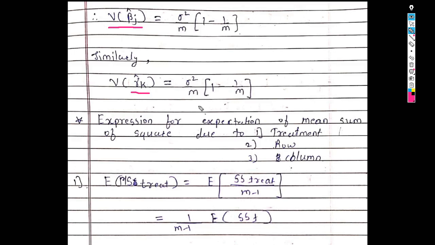So in the LSD case, that is Latin square design, the variances of the least square estimates of these parameters of the LSD model are the same, that is sigma square upon m in bracket 1 minus 1 upon m. So in this way we get expressions for variance of least square estimators of Latin square design model.